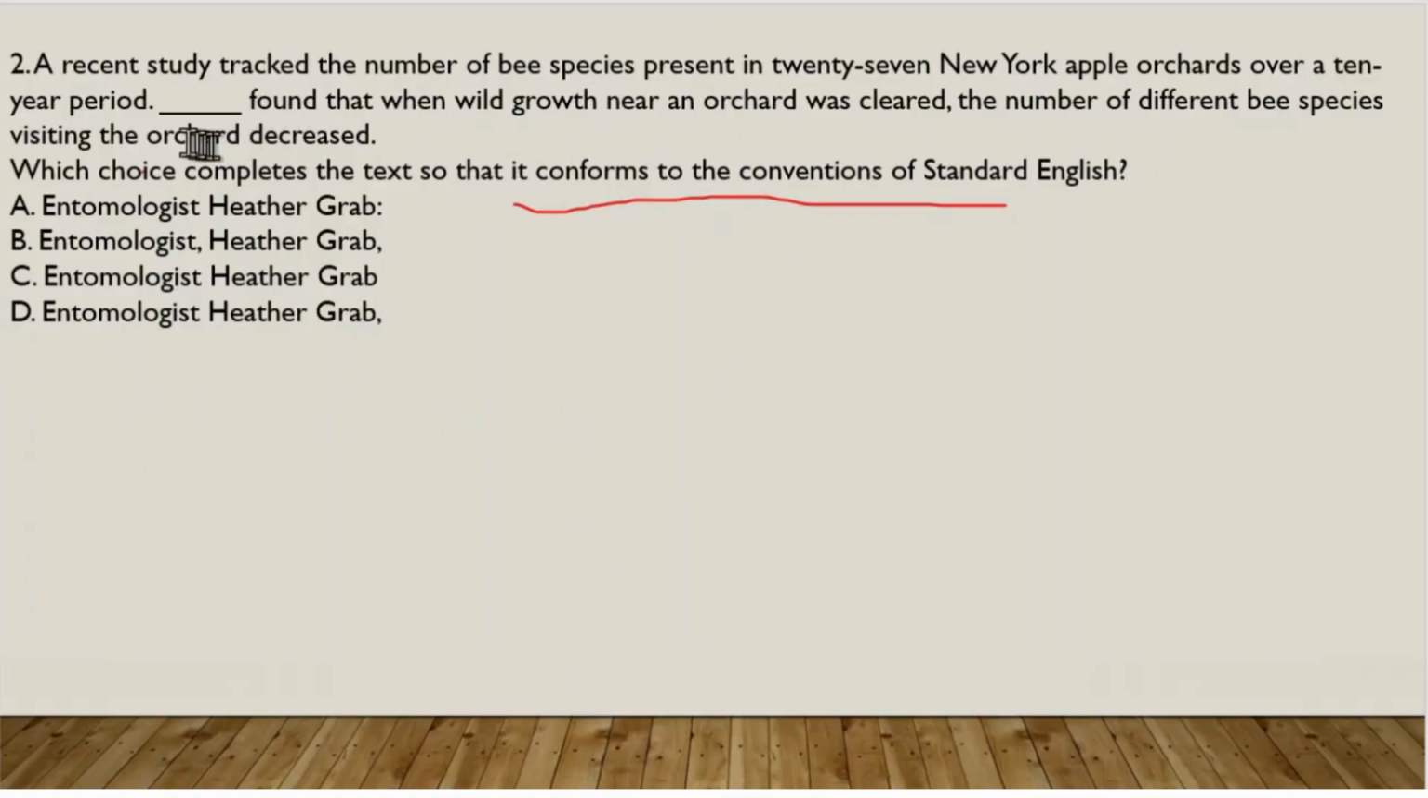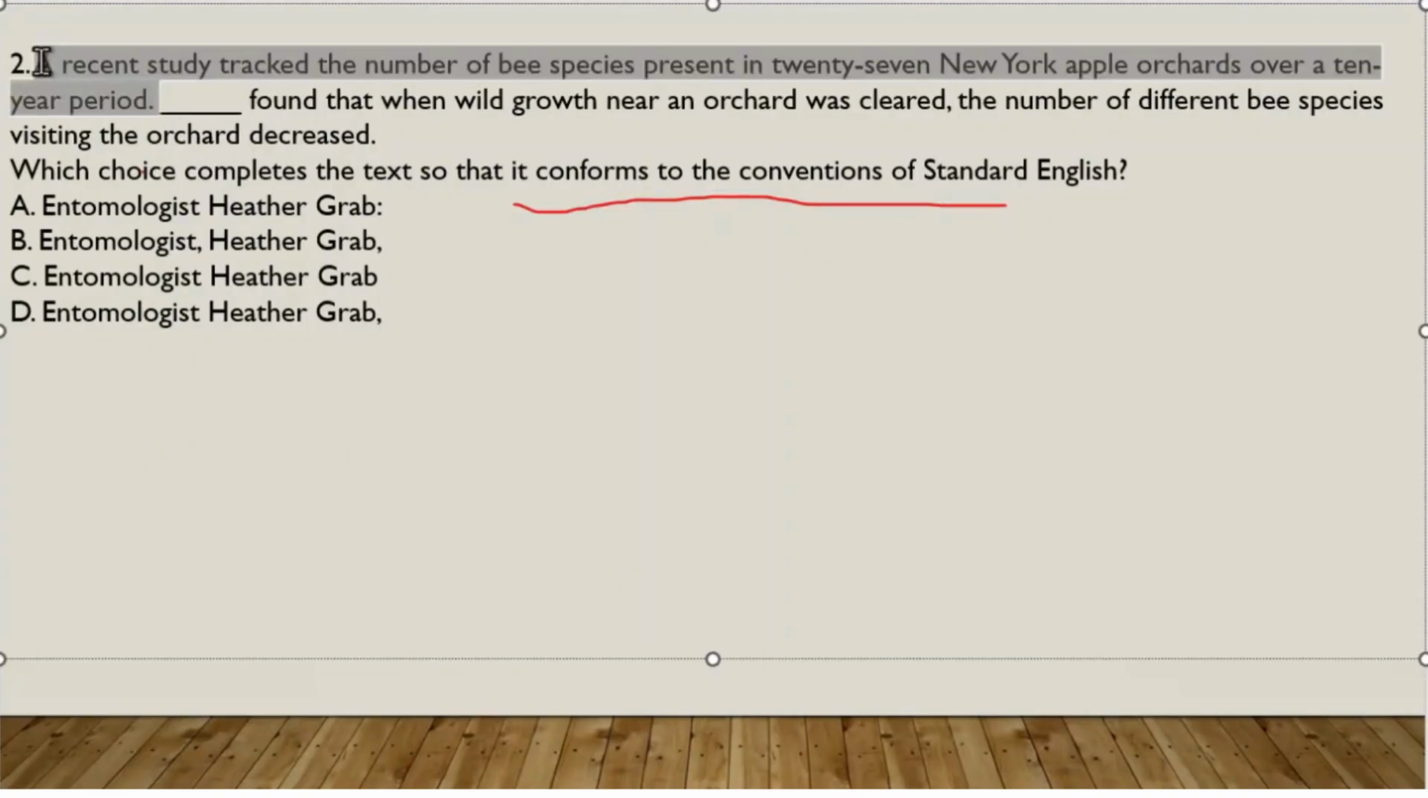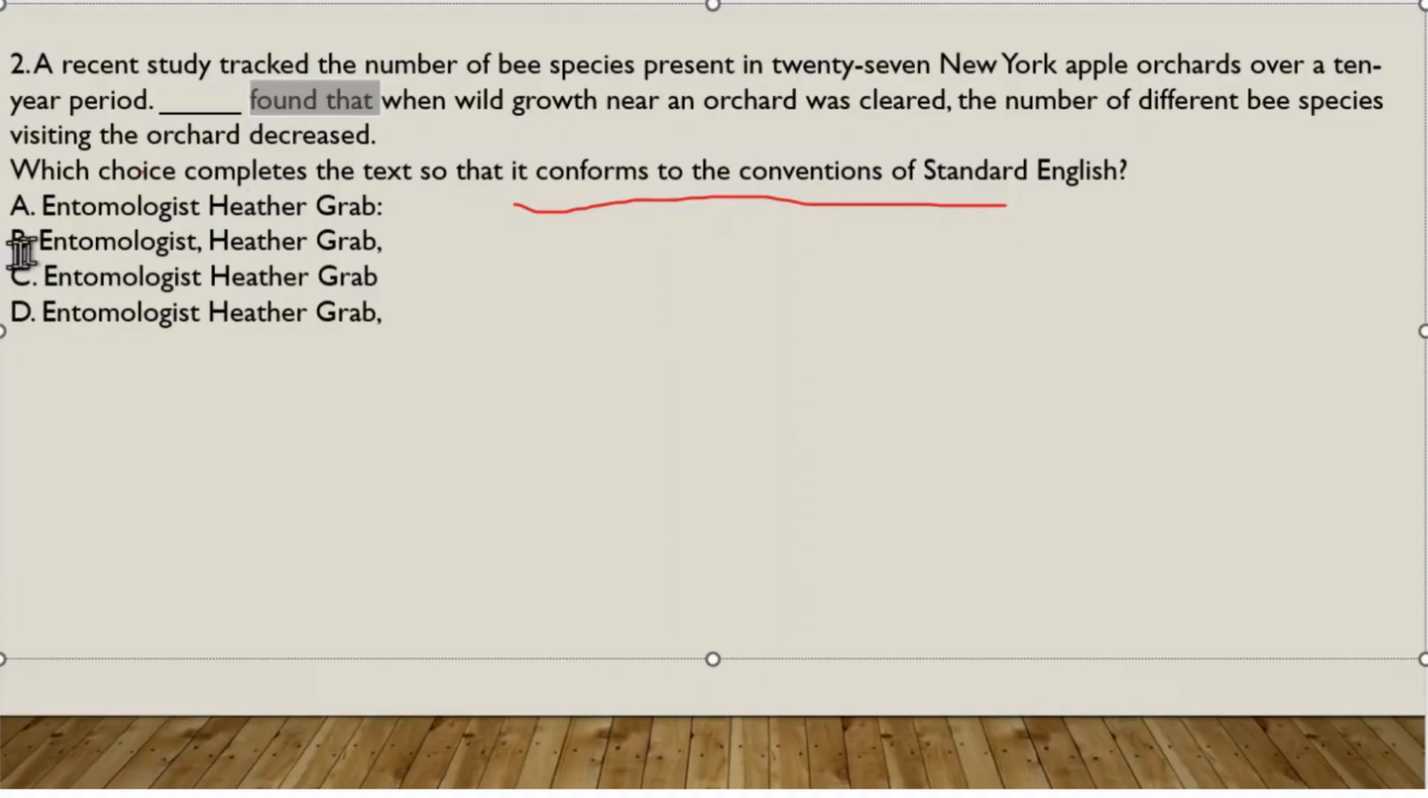So basically, you have to figure out what is going to be in here. To be honest, you don't really need this whole line here because that's basically useless. All we need to do is find out what is going to be here, and what they want to find out: who found that. So now we have to find the right option here. Let's see. What does the first option say? The first one says, entomologist Heather Grapp found that.